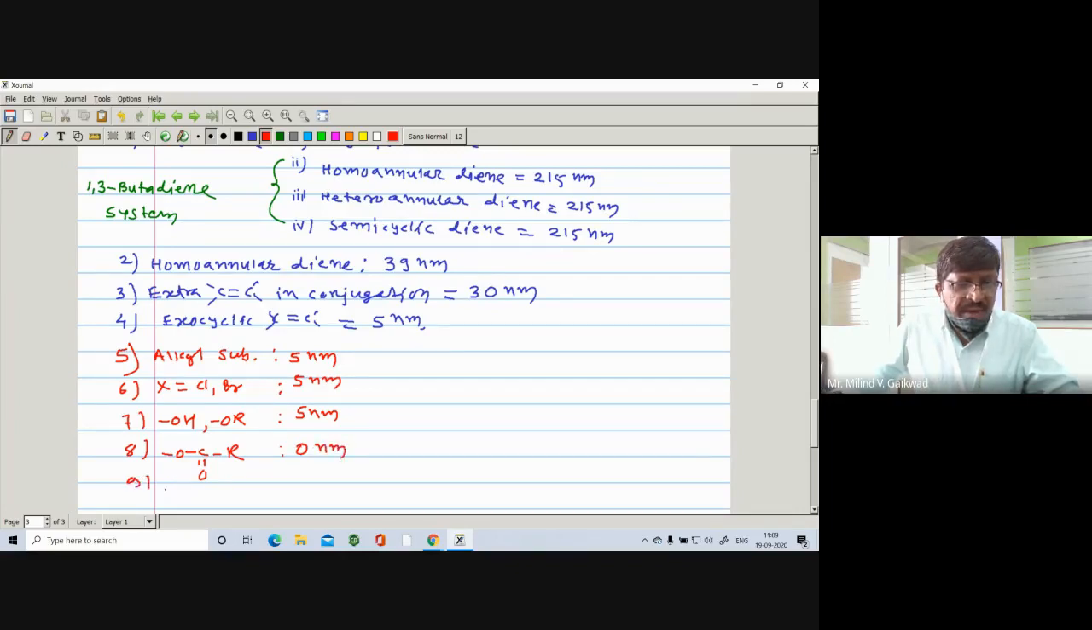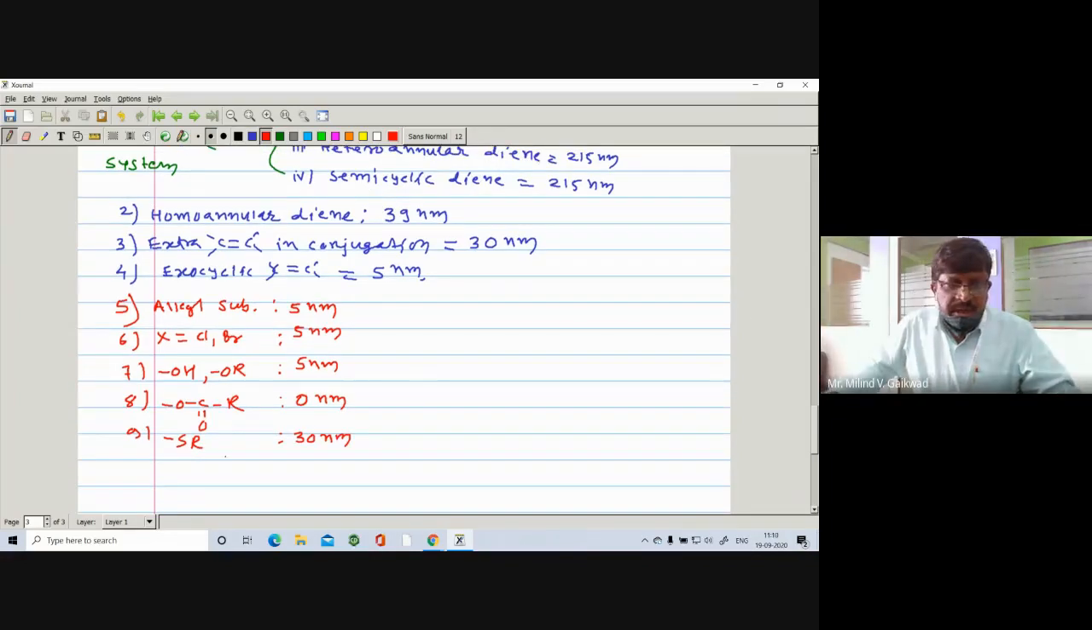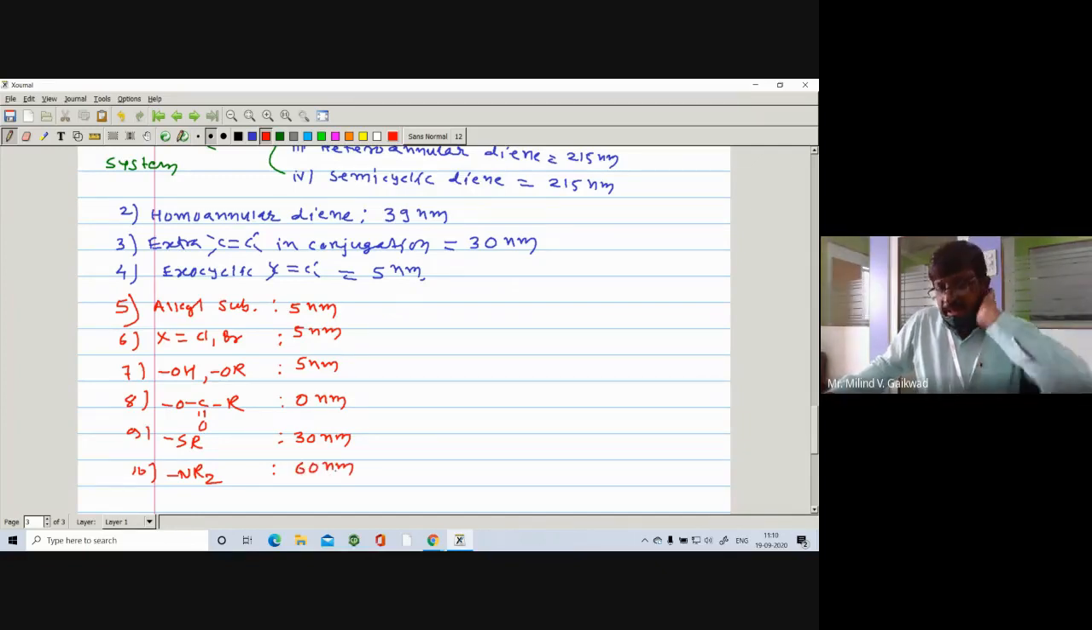Number 9, if there is an SR group, then you have to add 30 nanometer. And the next one, the last one, the 10th, if there is an NR2, you have to add 60 nanometer, right? So these are the points you must keep in mind. Then you can solve the problem. Right, now here we'll take some examples. A simple example I will take, whatever things you have learned, the same thing we'll see here, right?